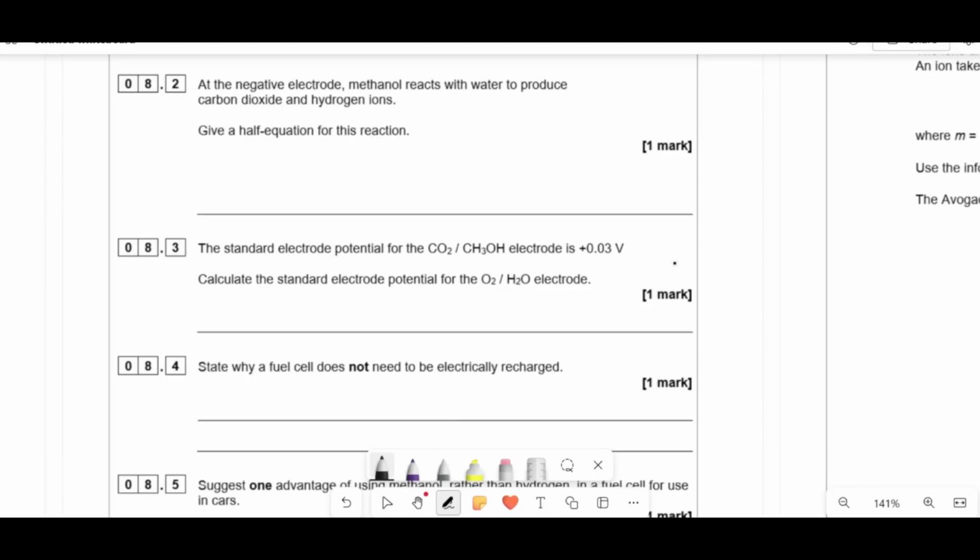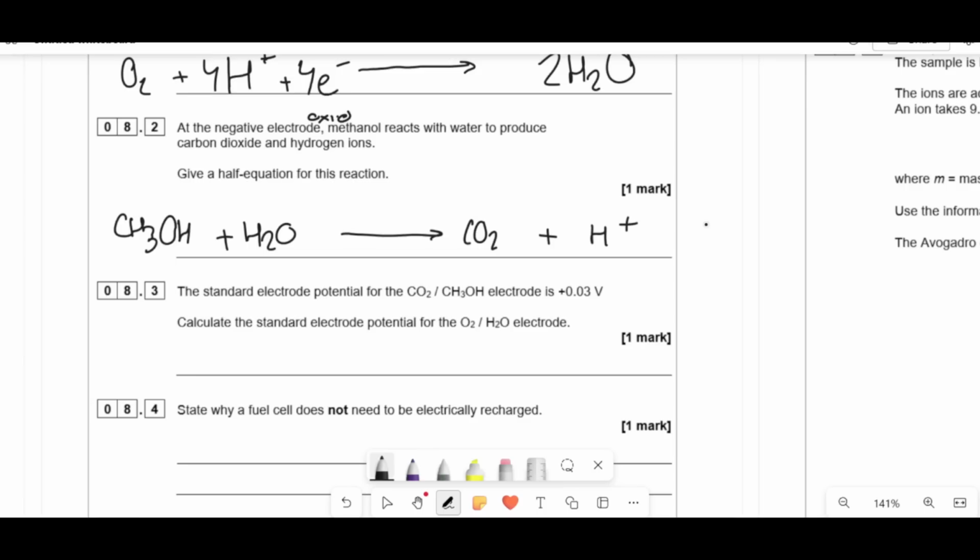Now, at the negative electrode, methanol reacts with water to produce CO2 and hydrogen ions. Give a half equation for this. Again, just follow what the question's telling you. It's a negative electrode, so it's going to be oxidation. Something's getting oxidized: it's methanol, CH3OH. It's reacted with water, H2O, and you're making CO2 and hydrogen ions, H+. If it's oxidation, we know electrons are going to be on this side. Great. Now let's balance everything else out first. So C, happy days. O and O, happy days. CH3OH, well, there's 1, 2, 3, 4, 5, 6, so put a 6 there.